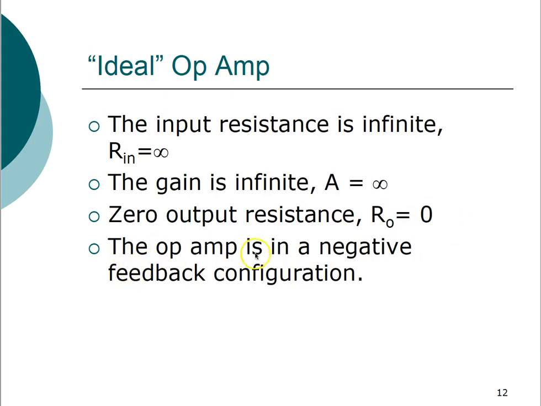And then the op-amp is in a negative feedback configuration. That's also very important, that the op-amp which you'll be using will typically be used in negative feedback configuration, where some portion of the output is brought back to the negative input voltage V. Okay, so these were basically the important properties of an ideal op-amp.